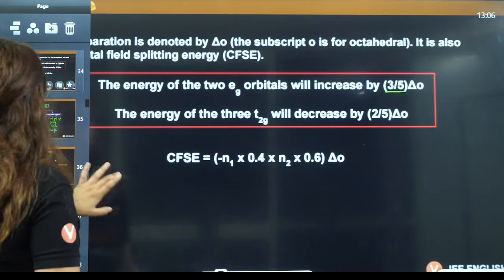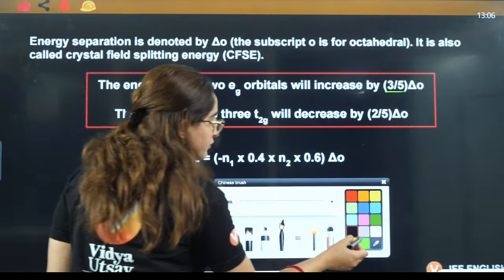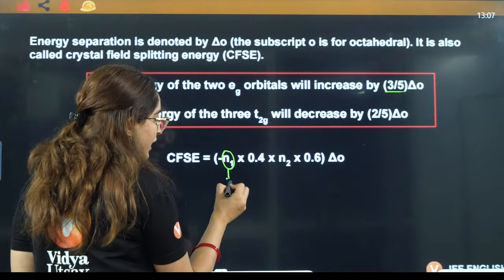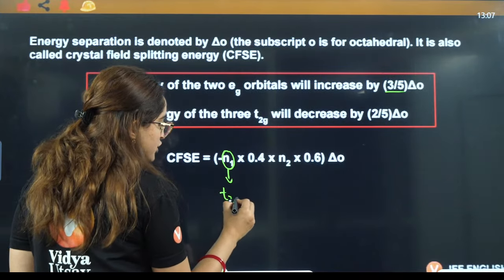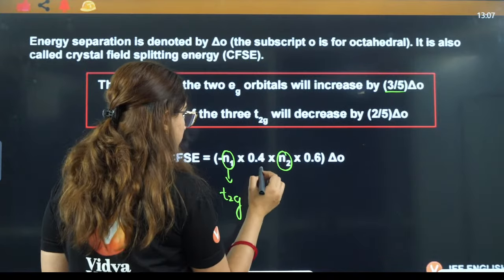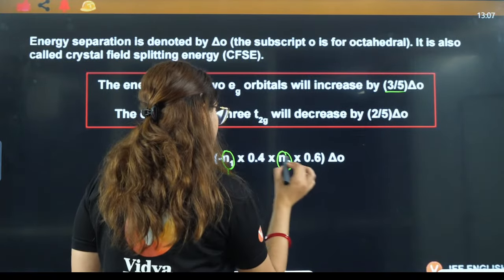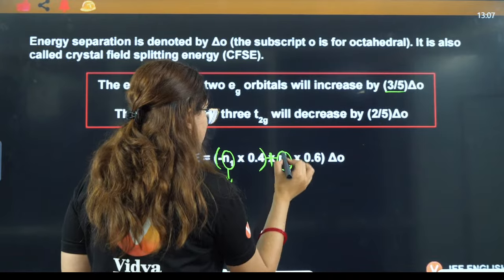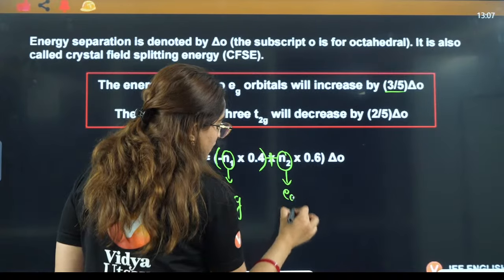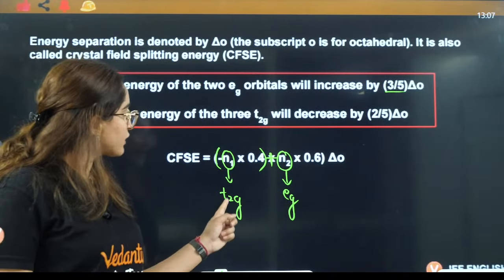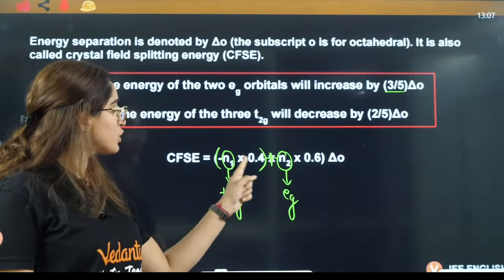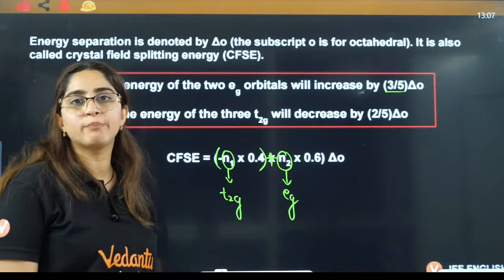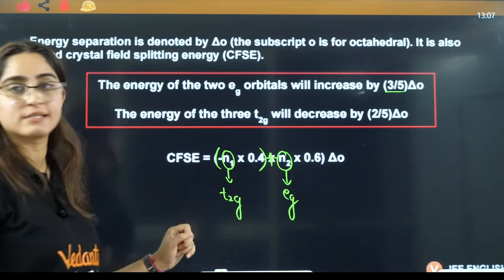Okay, so how do you remember the formula of tetrahedral? Minus n1, this n1 defines the T2G electrons, this n2 will be plus, this n2 defines the Eg electrons. Minus of T2G electrons multiplied by 0.4 plus Eg electrons multiplied by 0.6. That is the answer for CFSE here.